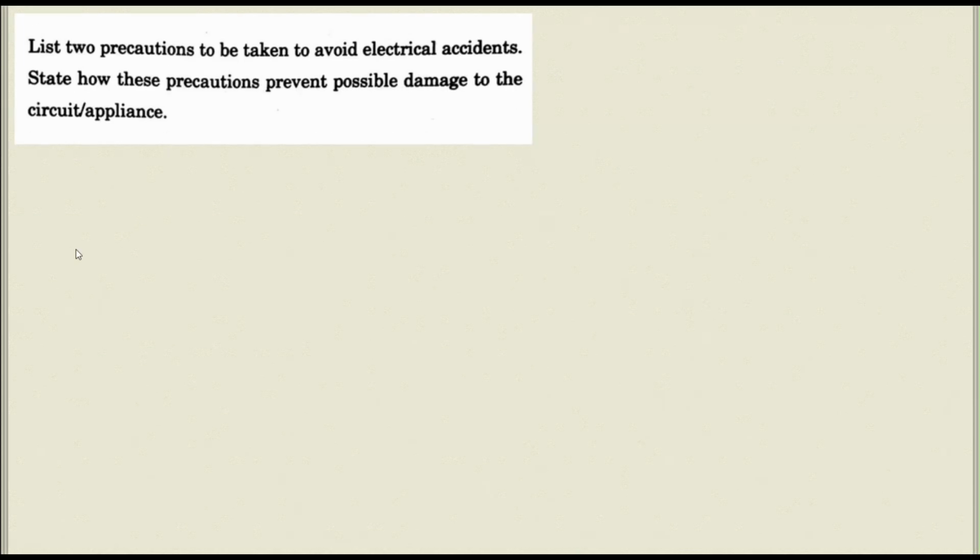So our last question from this question paper. List 2 precautions to be taken to avoid electrical accidents. State how these precautions prevent possible damage to the circuit or the appliance. Now, first precaution is to use an earth wire, and the second precaution we can use is a safety fuse.